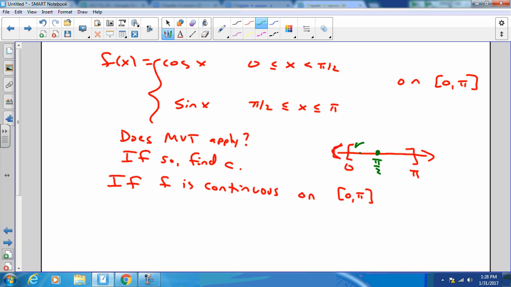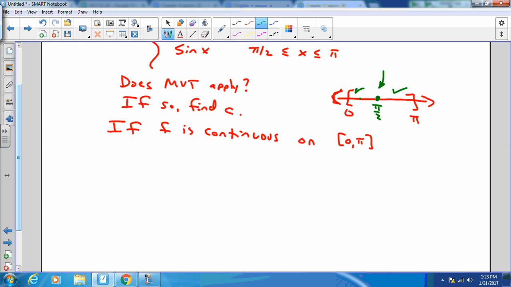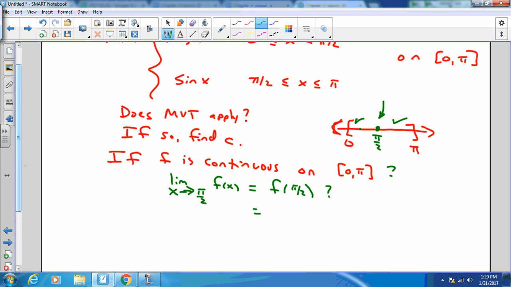Now we need to consider the second piece, also continuous on its portion of the domain. Now we need to consider the joint, where the two pieces come together at pi over 2. Is my function continuous at pi over 2? And for that, we need to check the limit definition. Is it true that the limit as x goes to pi over 2 of f of x is the same as f of pi over 2? Well, let's find out. First of all, what is f of pi over 2?